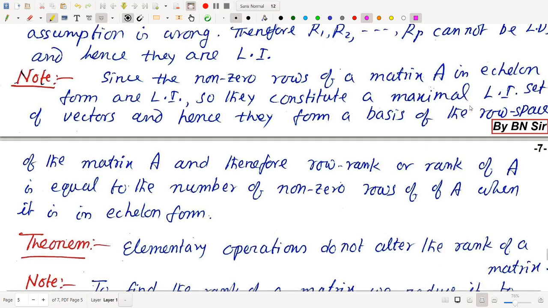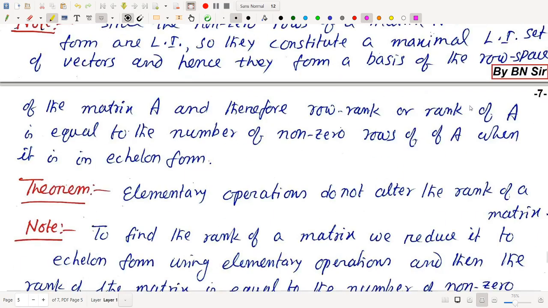A maximal LI set is a basis, so they form a basis of the row space of the matrix capital A, and therefore the row rank, meaning the rank of capital A, is equal to the number of non-zero rows of capital A when it is in echelon form. So we have justified that the number of non-zero rows actually gives the rank of the matrix if the matrix is in echelon form.